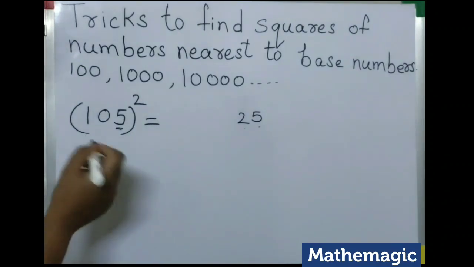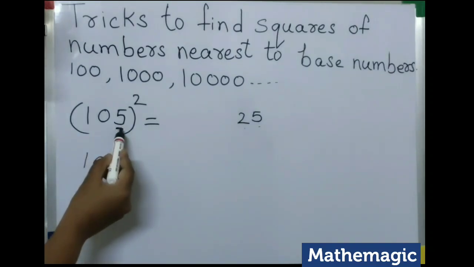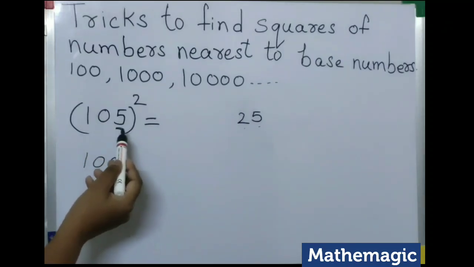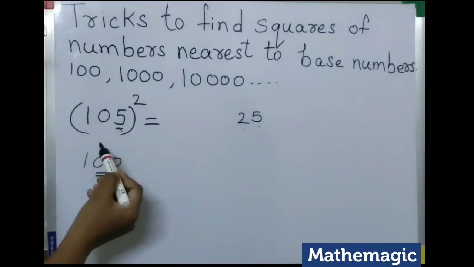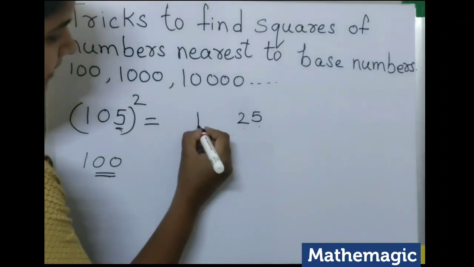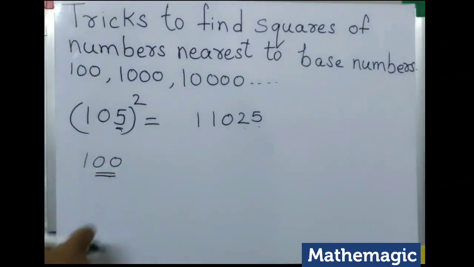Now the second step which is to be followed is, we have to add the number in the ones place or the units place with the given number. Here the given number is 105. So 105 plus 5 gives us 110. This is as simple as it is. So your answer for the square of the number 105 is 11025. Let's move on to the next example.